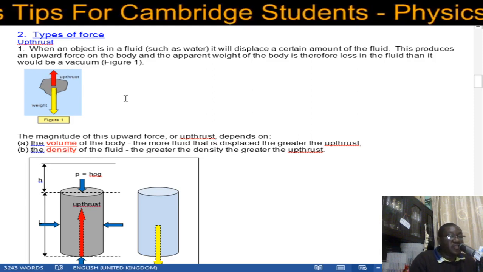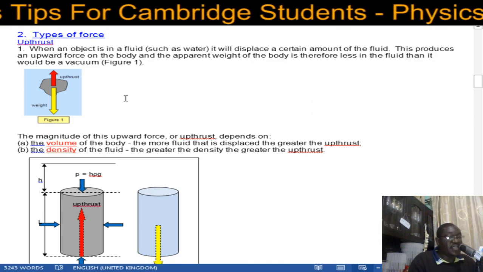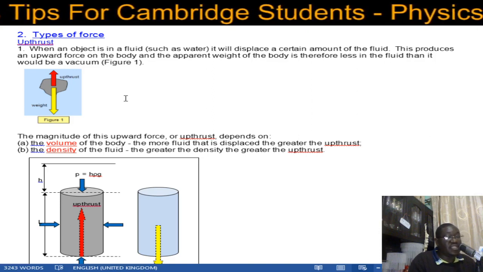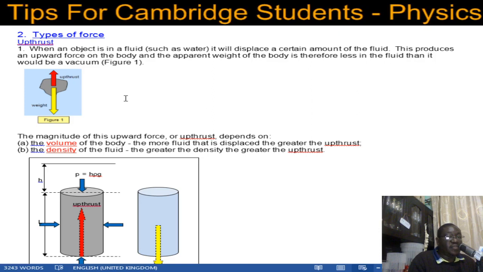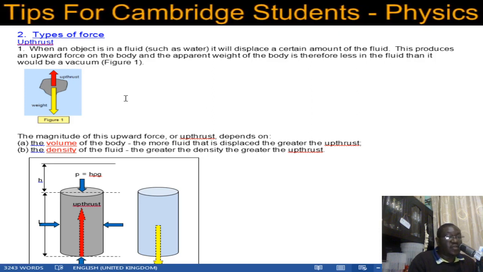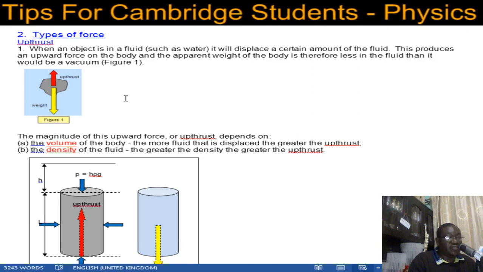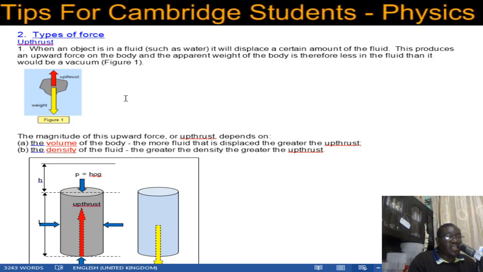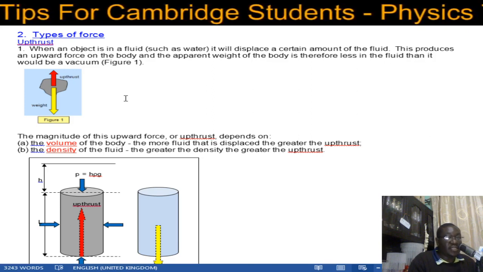The magnitude of this upward force, or the upthrust, depends on the volume of the body. That is, the more fluid that is displaced, the greater the upthrust. It also depends on the density of the fluid. The greater the density, the greater is the upthrust.